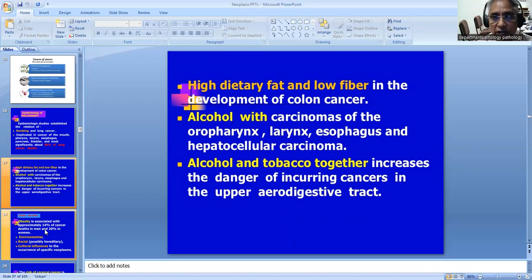Second is high dietary fat and low fiber, which lead to the development of colonic cancer. Alcohol acts as a carcinogen in cases of carcinoma of the oropharynx, larynx, esophagus, and hepatocellular carcinoma. So a history of alcohol abuse can lead to the development of these cancers. Alcohol and tobacco together increase the danger of cancers occurring in the upper aerodigestive tract.